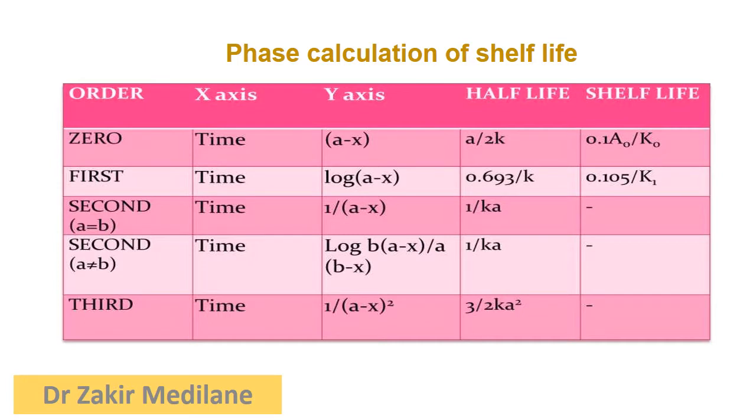Phase calculation of shelf life. If we see here, on the top of the heading: order, x-axis, y-axis, half-life and shelf life. Order of the reaction: zero order, first order, second order (A equal to B, A not equal to B), and third order reactions. At the time we can see the x-axis, we have given the time, and on the y-axis we have taken the results you have obtained here, and half-life and shelf life also give the same result.